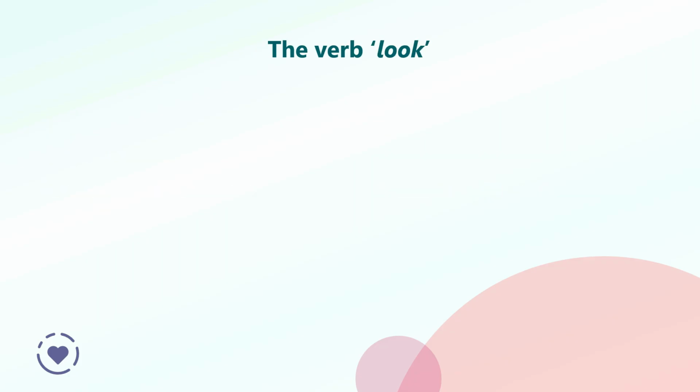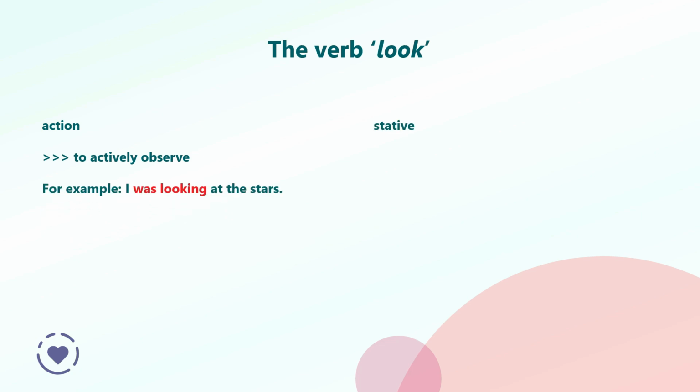The same goes for the verb look. When it's an action verb, it means to actively observe. For example, I was looking at the stars. But when it's stative, it refers to appearance, which is a state. For example, you looked tired yesterday. This sentence means that your appearance showed you felt tired.